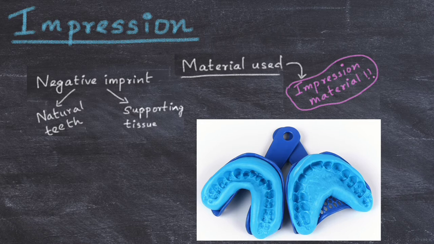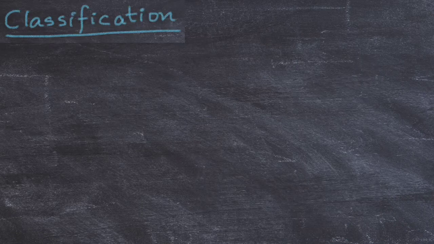In short, an impression is done to record the teeth and the supporting tissue. It will help us in replacing the tooth, doing an orthodontic treatment, or giving a crown, as it is in the mouth, so that it facilitates its correct adaptation. Again, like any other material, impression materials can also be classified.